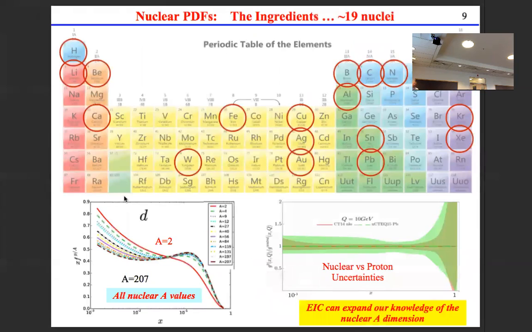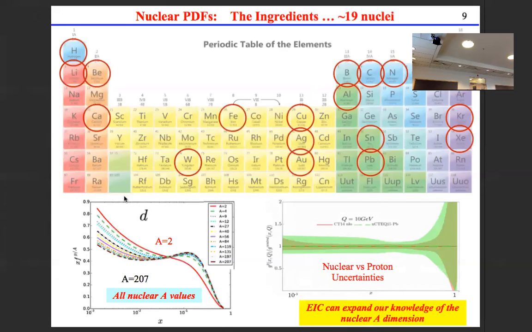So the ingredients with the nCTEQ15: we're dealing with 19 nuclei spread all the way up to lead. This is a nice set, but compared to the proton set, we've got a little under 1,000 data points, and most of the others have that, but that's to do all the way out to lead. In contrast, the proton sets have about 3 or 4 times that number. As a result, the uncertainties on the nuclear compared to the proton are much larger.